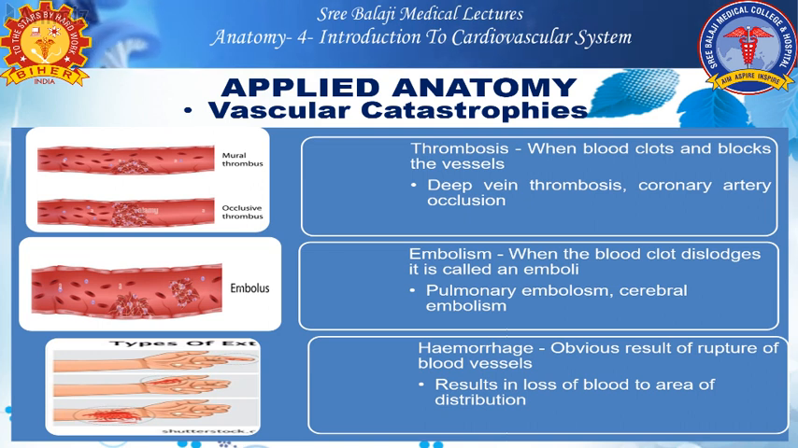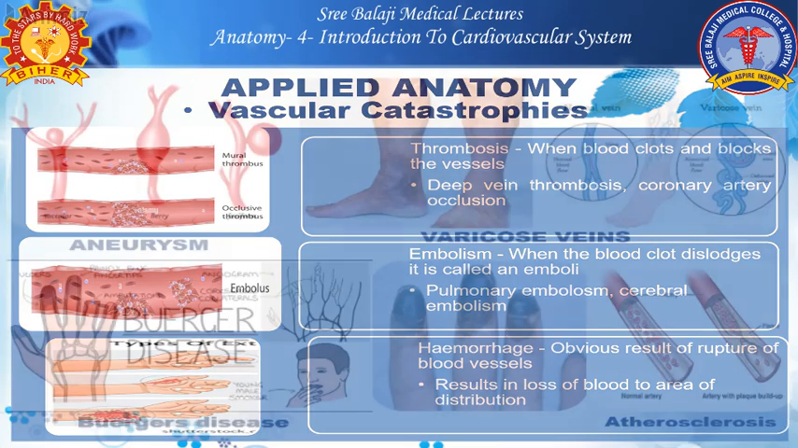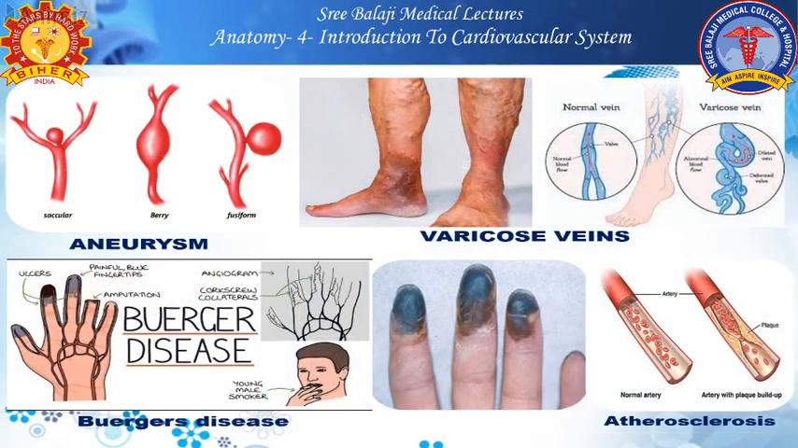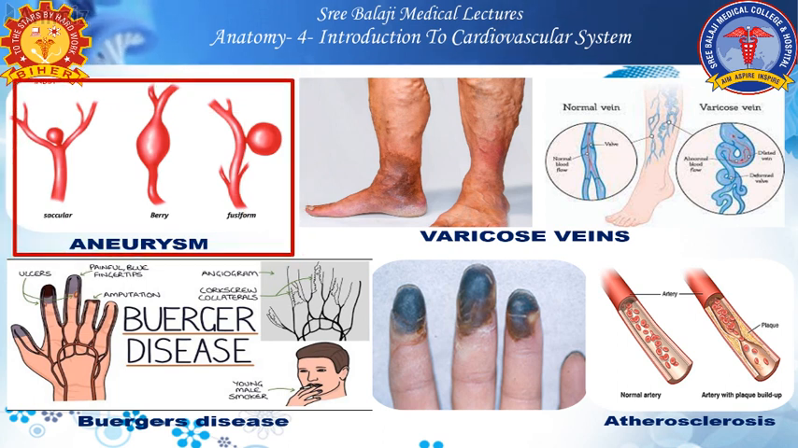Hemorrhage, obvious result of rupture of blood vessels which results in the loss of blood to that area of distribution. Some of the other applied anatomy of the cardiovascular system are aneurysm, where the blood vessel is thinned in a part and it will enlarge like a balloon.